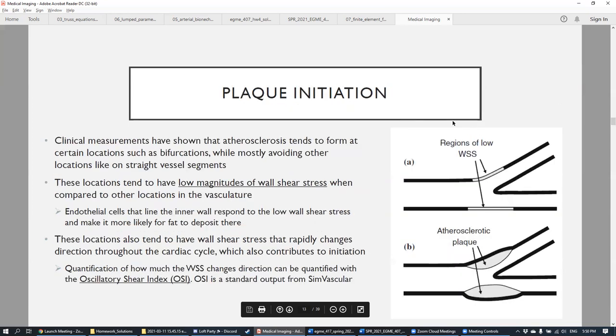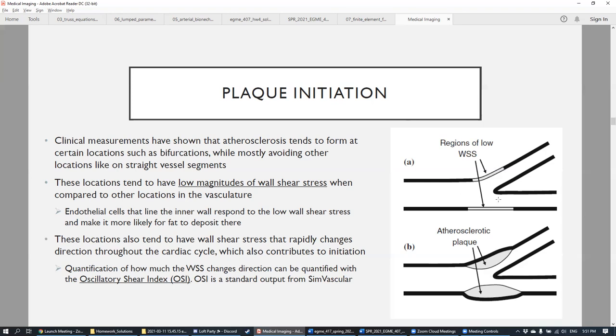Okay. And so let's talk about how plaque actually initiates, because I think this part is really interesting, right? Because plaque doesn't just randomly form at random parts of your body. Studies, both experimental and computational, have shown over a long period of time that plaque tends to build up at the same locations in your cardiovascular system. And the reason for this is actually fluid mechanics.